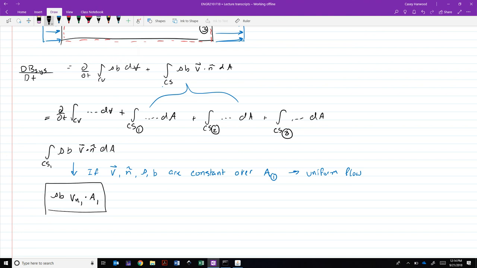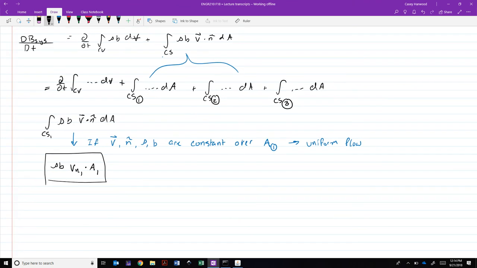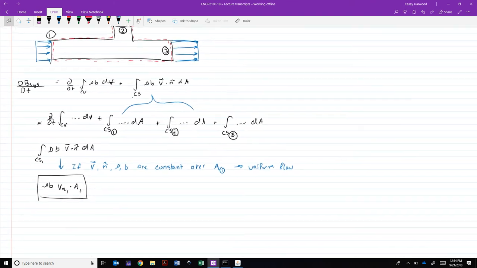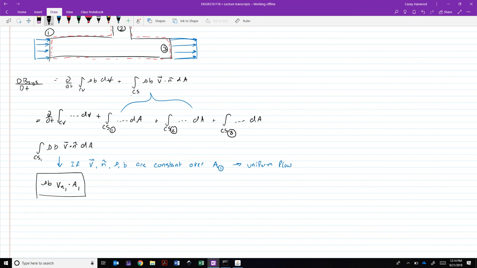In other words, we simply figure out what the normal velocity is and multiply by the area and rho and b. And so this entire expression, if we make this assumption of uniform flow at section 1, at section 2, and at section 3 in this pipe sketch here, we could write that this quantity here, the rate of change of the system with time, is equal to the time rate of change in the control volume of rho b dV, plus, or in this case it would be minus, rho b V1 A1 plus rho b V2 A2 plus rho b V3 A3.